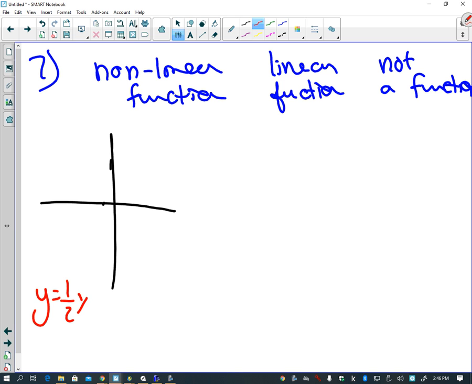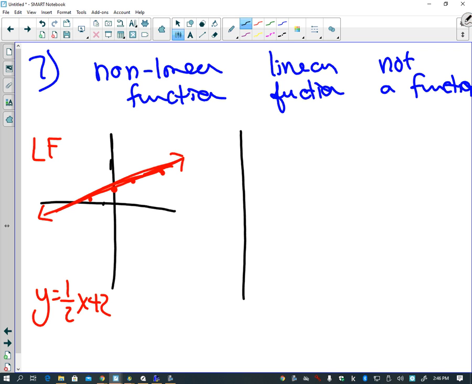Y equals 1/2 x plus 2. Okay, so it'd be about here, go up 1 over 2, up 1 over 2, something like that. Okay, would you guys agree, granted my line really is terrible, could we agree and say that that's a linear function? Okay, yes, linear function. All right, what about, can anybody draw me an example of a non-linear function?